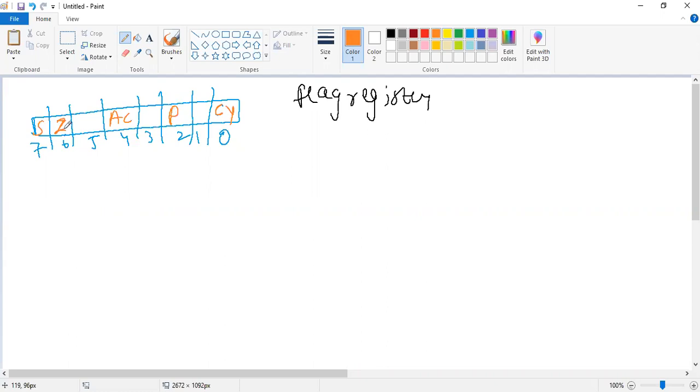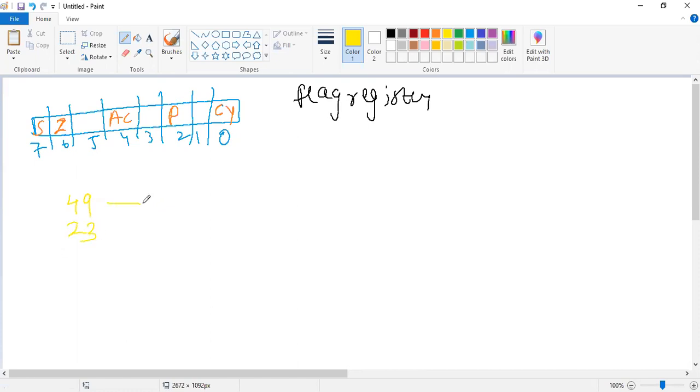Okay, so in the exam they might ask you in this way. They will give you two numbers. Let's consider two numbers, let's take some simple numbers: 49 and 23. So we have to add these two numbers.